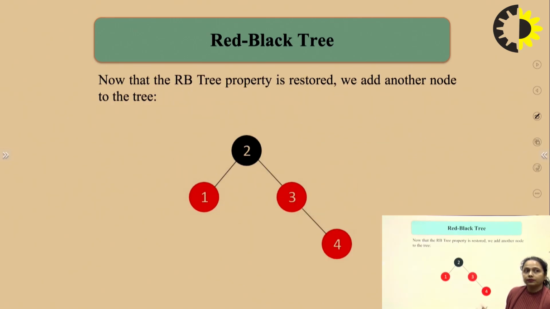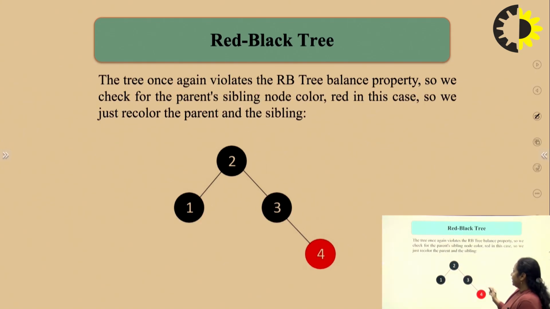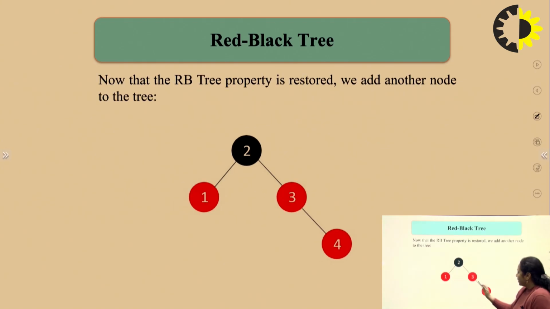Next, all the properties are restored. We will insert 4. Now again, when we insert 4 here, what will happen? You can see the property has been violated. So in this particular case, again we have to rotate. So when we rotate, again see 4, the parent of 4 is red in color and its sibling is also red. So means case 2 B part.